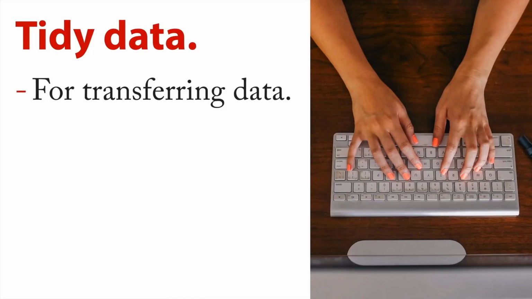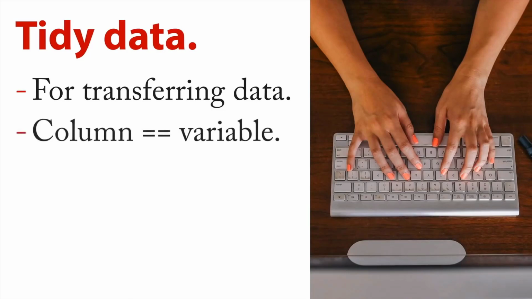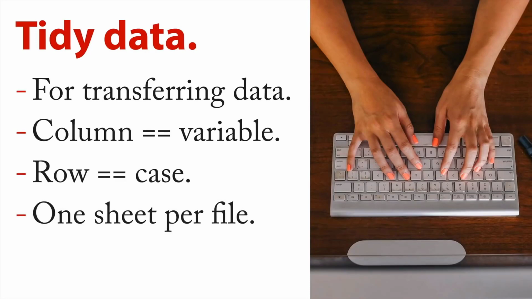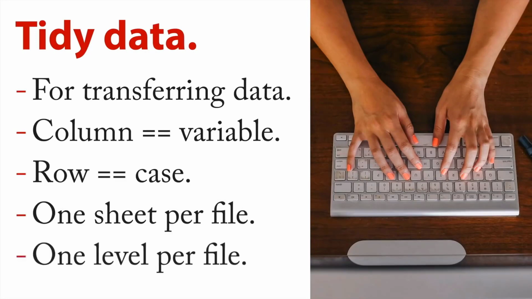There's a few rules here that undo some of the flexibility inherent in spreadsheets. Number one, what you want to do is have a column be equivalent to the same thing as a variable. Columns, variables, they are the same thing. And then rows are exactly the same thing as cases. And that you have one sheet per file, and that you have one level of measurement, say individual, then organization, then state, per file. Again, this is undoing some of the flexibility that's inherent in spreadsheets, but it makes it really easy to move the data from one program to another.